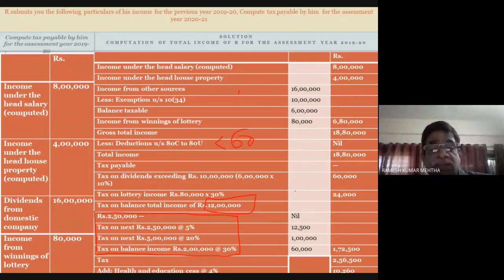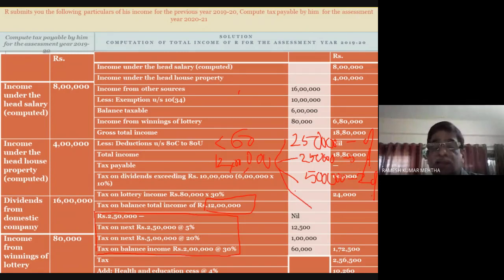Please remember, for the first 2.5 lakh rupees, nil, there is no tax, 0%. For the next 2.5 lakh rupees, he has to pay at the rate of 5%. For the next 5 lakh rupees, he has to pay at the rate of 20%. And whatever is excess over this 10 lakh rupees, total put together, whatever excess, in this case the excess is 2 lakh rupees, he has to pay at the rate of 30%.